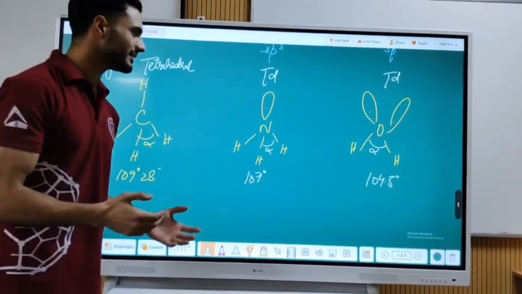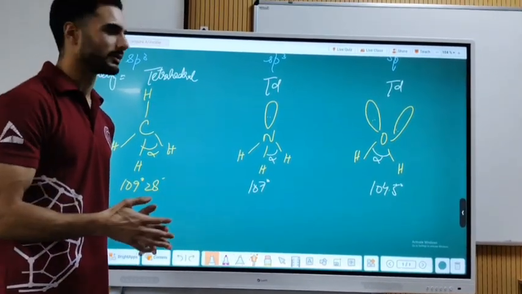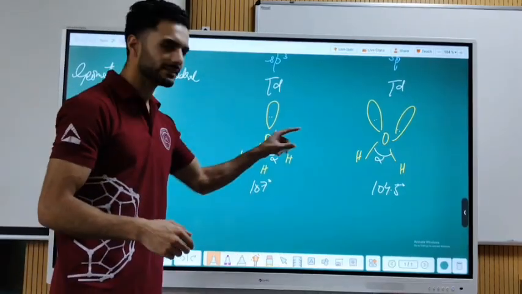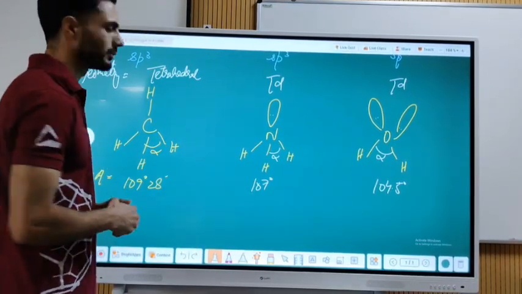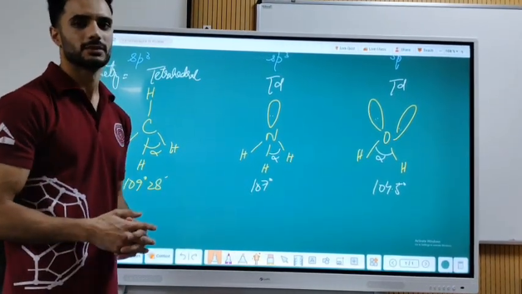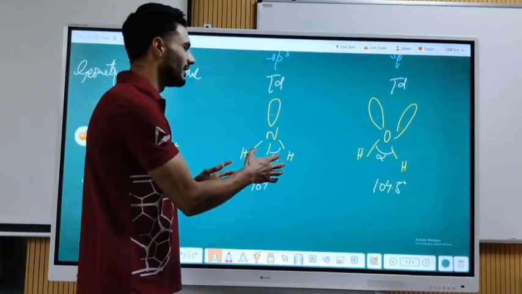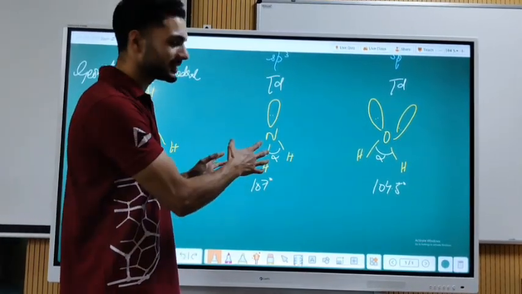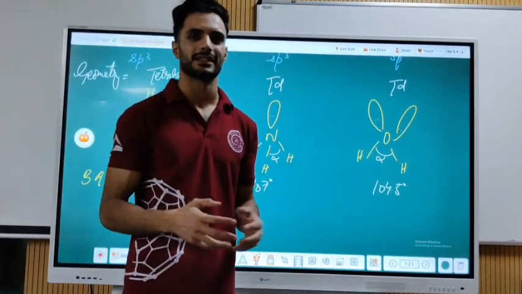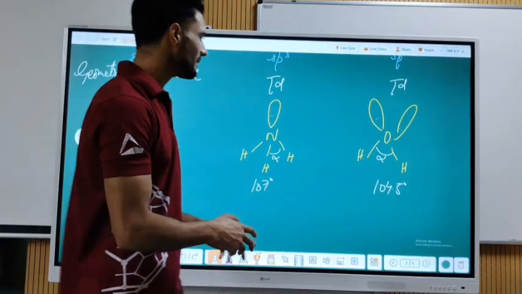So why is there this kind of anomaly? Why does the bond angle decrease, and why is there not a perfect bond angle of the tetrahedron? This unusual behavior, or we say the decrease in bond angle, is explained by VSEPR theory.